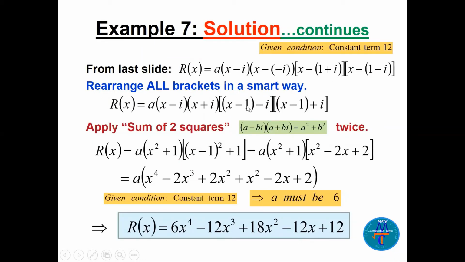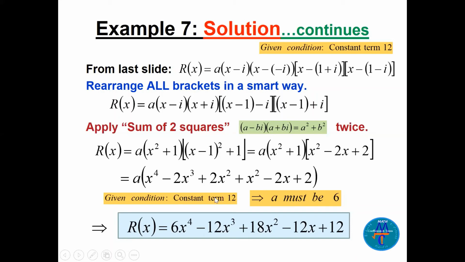Now, after I rearrange it, I write it in a smart way here. You see x minus 1, x minus 1. So this is like a and a. Minus i, plus i. This is minus bi, plus bi. So I can use the same formula for the first two brackets, and then for the last two brackets. I can use the formula twice. So it becomes x squared plus 1 for the first two. Remember, there is an a. And then (x minus 1) squared plus 1 also. Then I expand here, x squared minus 2x plus 1, and there is 1 here, becomes plus 2. When I multiply, I get all this.